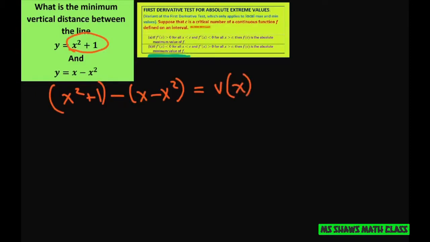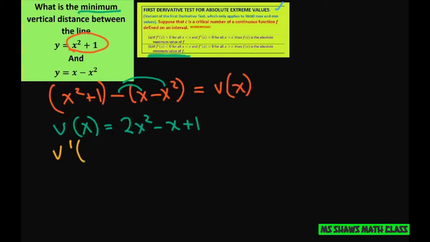When you simplify this, you get v of x equals 2x squared minus x plus 1. Don't forget to distribute that negative there, so you get a positive. Now we're going to do the first derivative test to find the minimum vertical distance. So v prime of x is going to equal 4x minus 1.